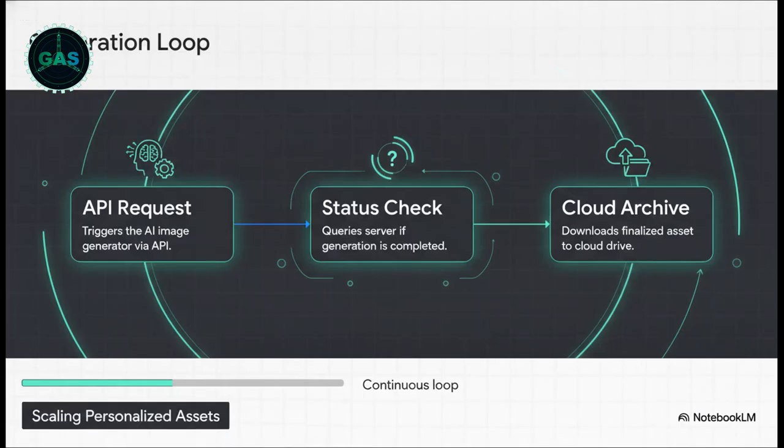Next, our automation software initiates a continuous loop. It triggers the AI image generator via an API request and then repeatedly runs a status query, asking the server, is the generation complete? Once the file is finalized, the automation immediately downloads the high-resolution asset and securely archives it into a designated cloud drive, ready for deployment.